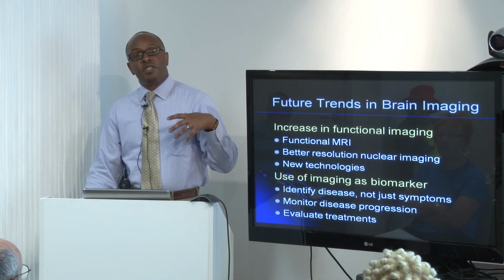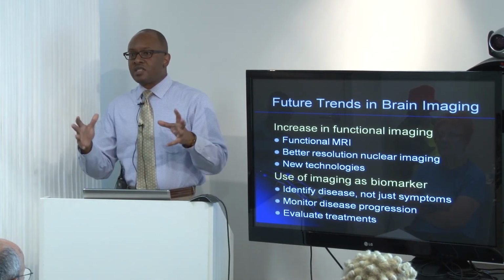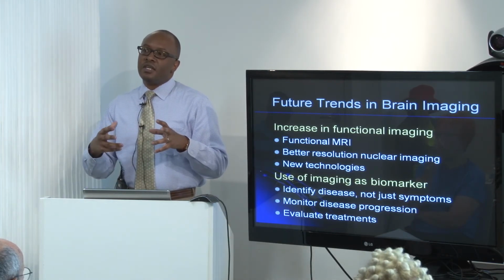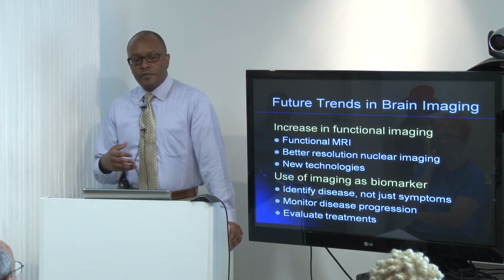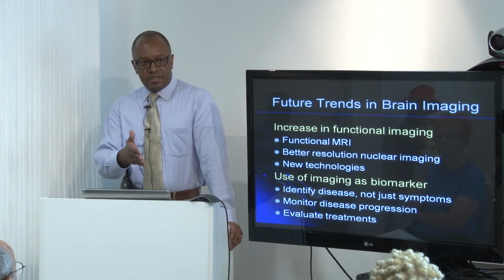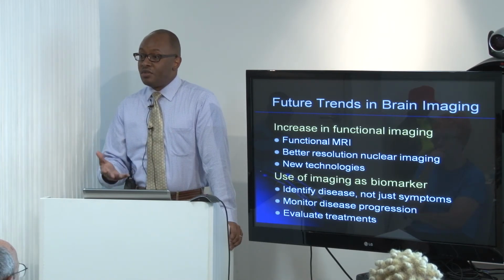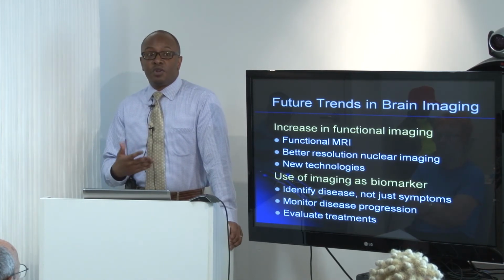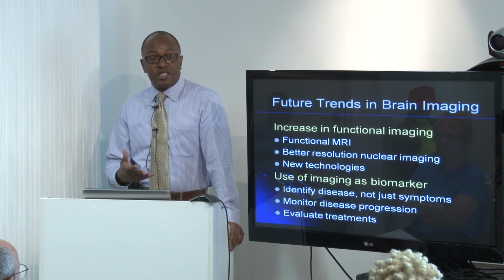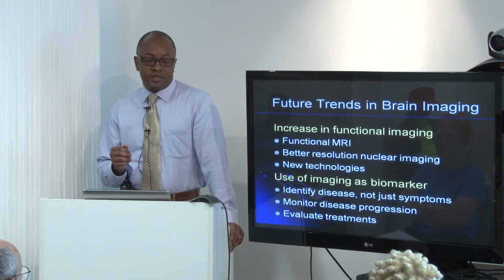And increasing use of imaging as a biomarker. So a biomarker tells us something about a disease that's happening inside the body. It's directly related to the disease, but it's a way of finding out about the disease without having to do a biopsy, for example. And we need to use imaging much more as biomarkers. They are biomarkers now, but not with the kind of accuracy that we would like to see.